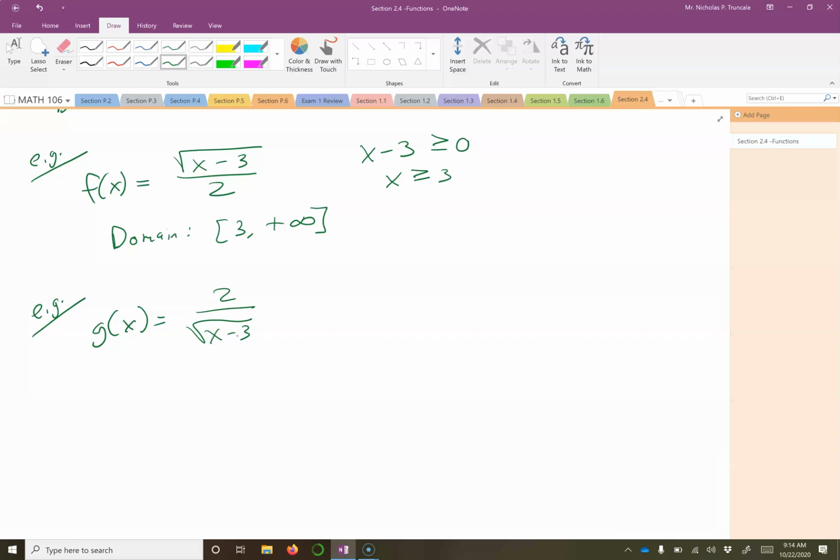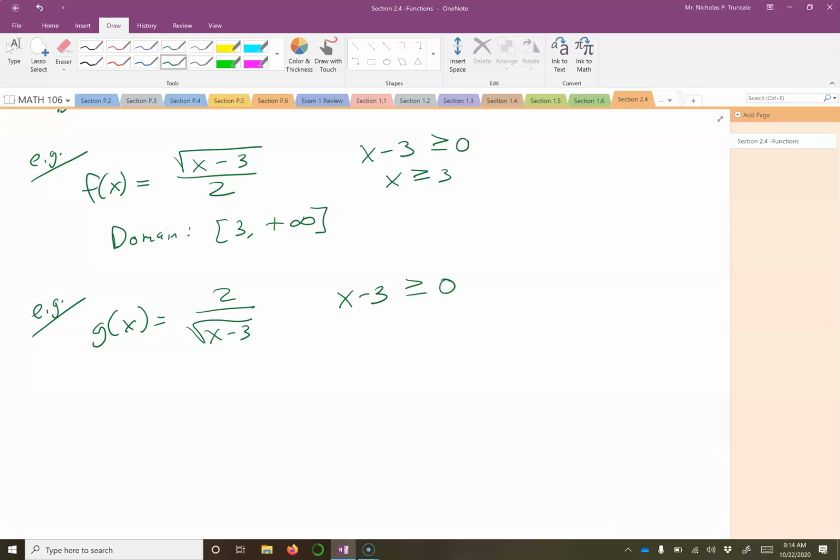So again, I don't worry about the 2 up top. Leave that alone. That doesn't matter. We're going to worry about the square root. So prior to the previous problem, we said, okay, well, the radicand, the x minus 3, has to be greater than or equal to 0. Okay? But here's where you have to change this a little bit. Do we want it to be greater than or equal to 0? Because isn't 0 in the denominator undefined? Like if I plugged in a 3 here, what would I get in the denominator? Anybody? Yeah, so you can't have that.